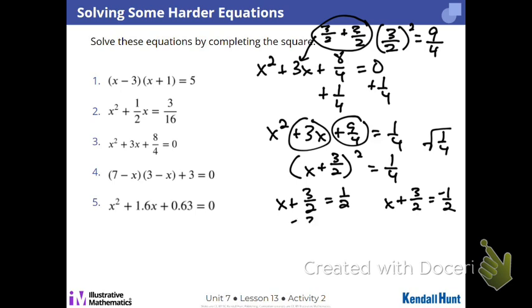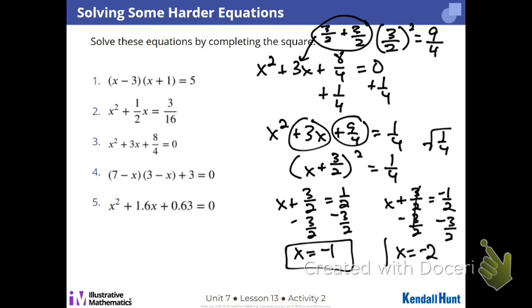I'm going to subtract 3 halves from both sides. So x is negative 1 right there. Negative 2 over 2 is negative 1. And this is negative 2. Negative 4 halves is negative 2. So there are my two answers completing the square. Remember, adds to be B has to multiply to be C. So I needed to manipulate my C term to be 9/4. So that fraction 8/4 is actually nicer than using the whole number 2 there.